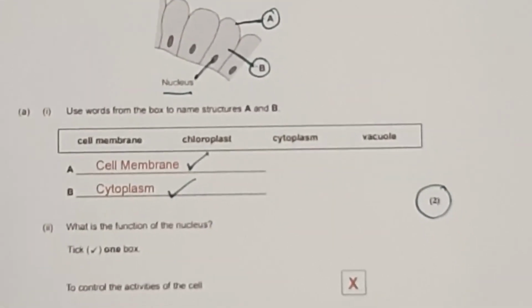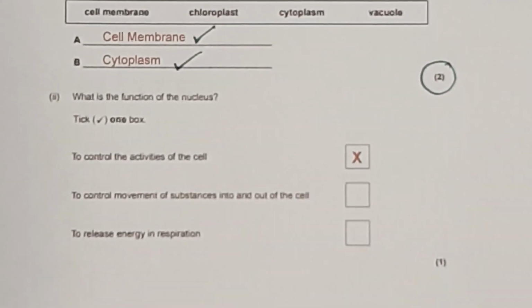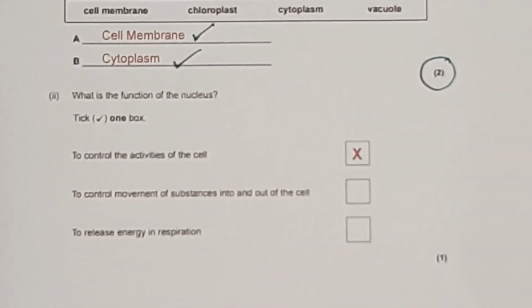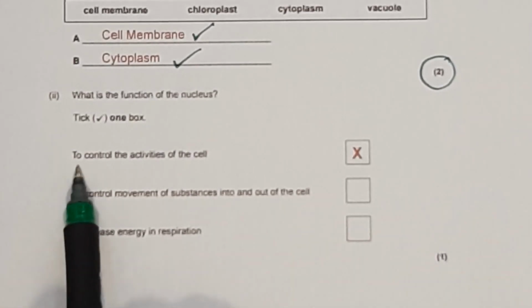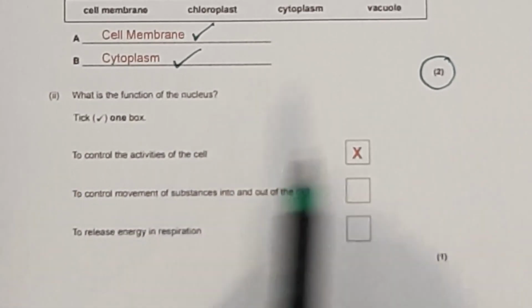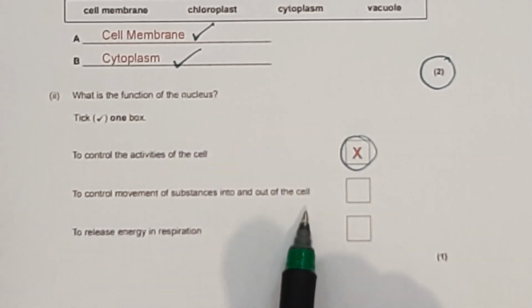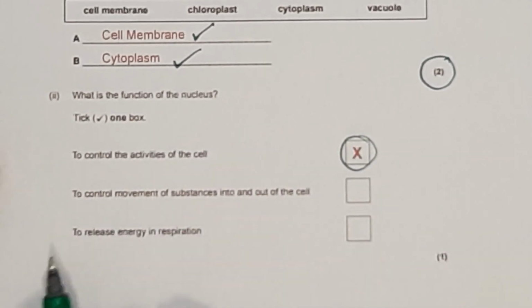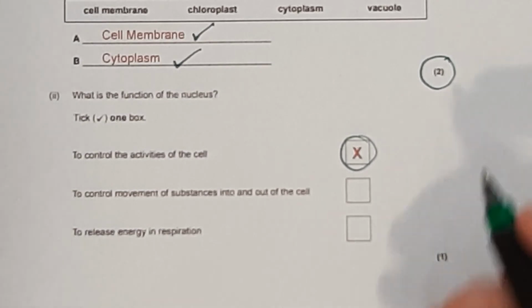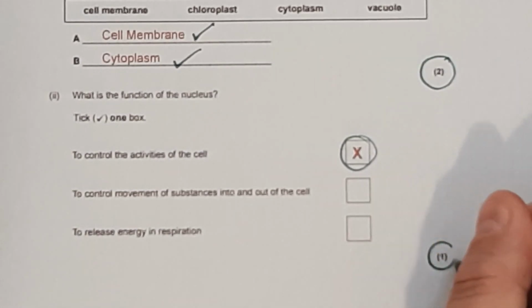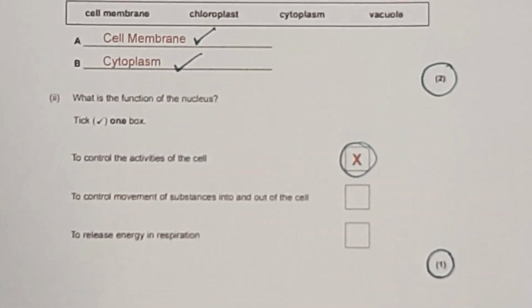Next question, what is the function of the nucleus? You have to just tick 1 box. Is it to control the activities of the cell? Well, yes, it is. It is not to control movement of substances into and out of the cell, that's the cell membrane. And it is not to release energy in respiration, that is mitochondria. If you've got that one correct, give yourself a mark. Well done. And then we're going to move on to the next page, the third part.